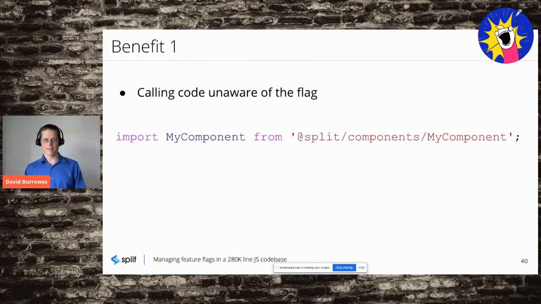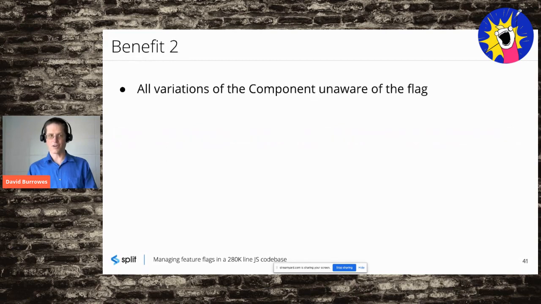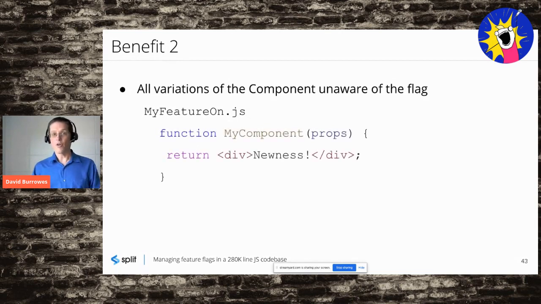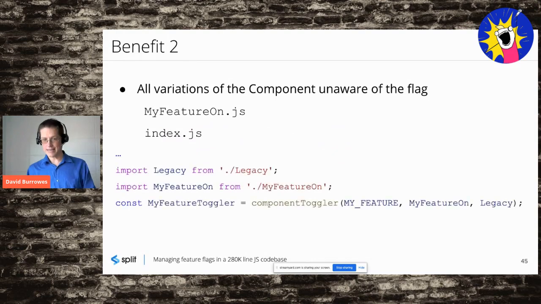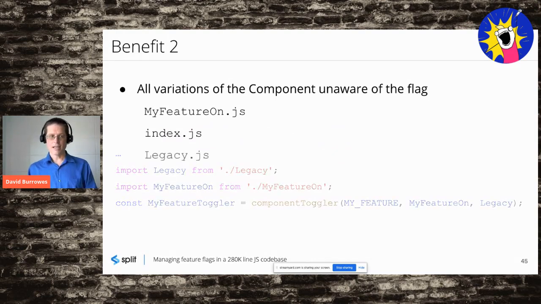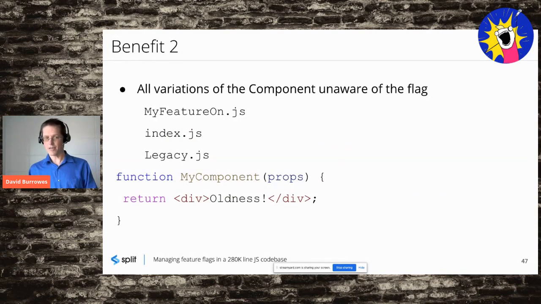So the benefits here are that the code that is calling your component, which is being toggled, doesn't need to know anything about the feature flag. It just imports your new component and uses it. Beneath that, of course, is a toggler, which is toggling the code. But each of the individual components, the new one and the old one, also don't know that the flag is there. My new component, the trivial component, doesn't know about the feature flag. The toggler in the index file, that's where the feature flag lives. And when I look at the old component, it doesn't know anything about the feature flag either.